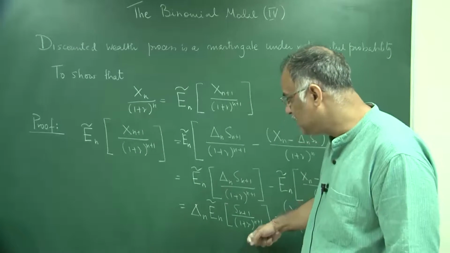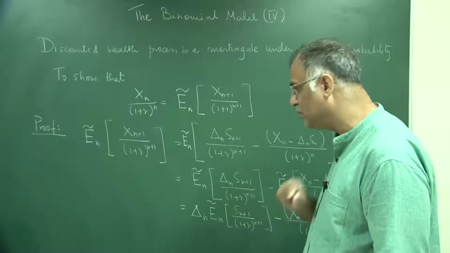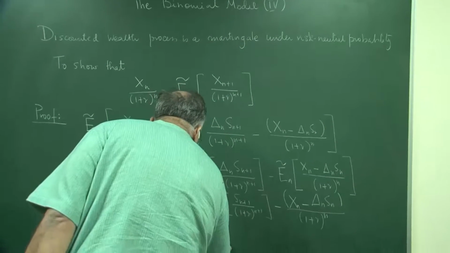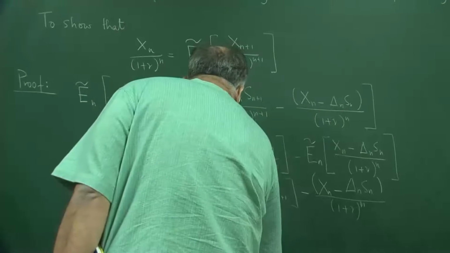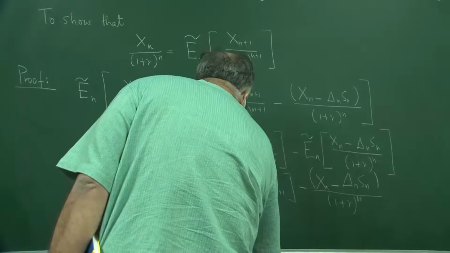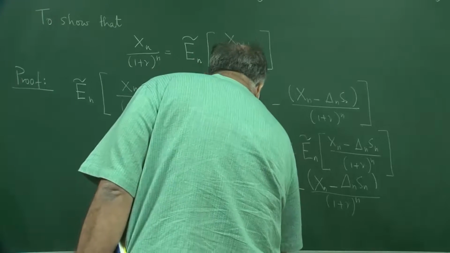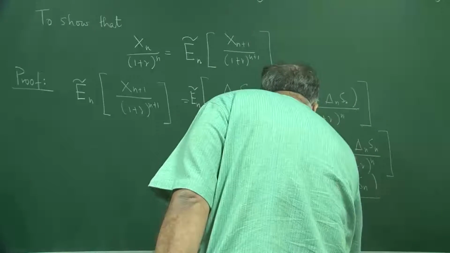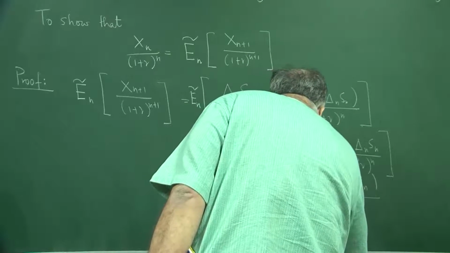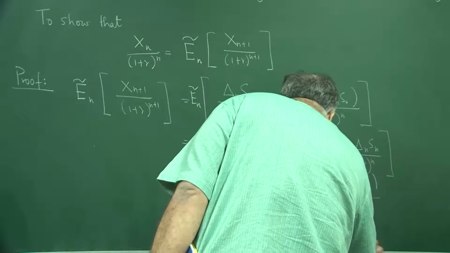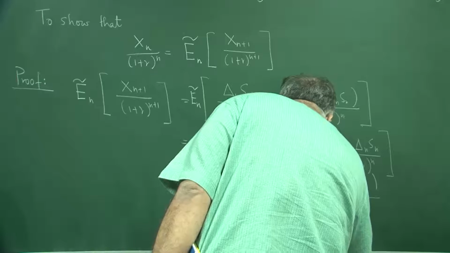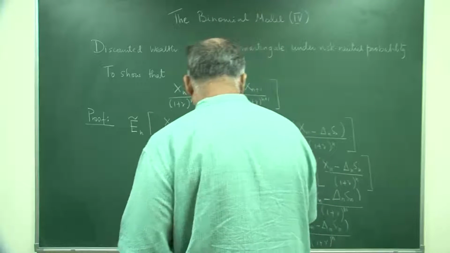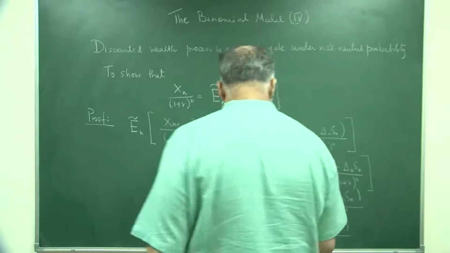Now, what does this tell us? We have already known that the discounted price process is a martingale under the risk neutral probability. This will give me delta n Sn by 1 plus r to the power n, minus Xn minus delta n Sn by 1 plus r to the power n. Here I have used the fact that the price process is a martingale.